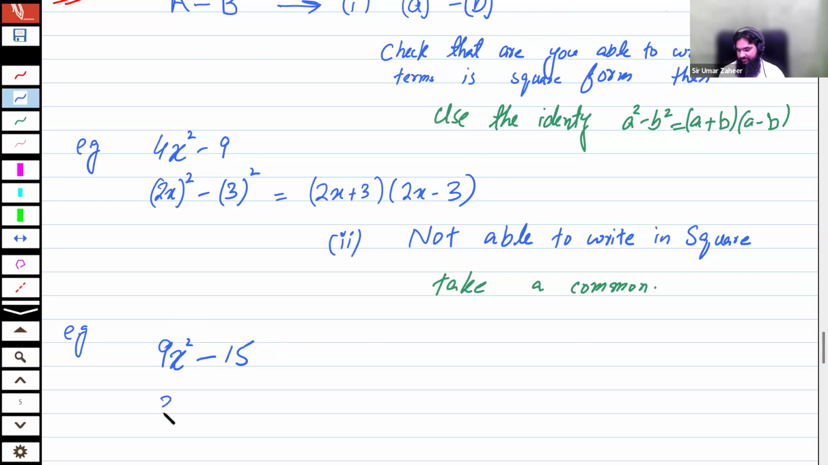So yes, we can write the first term into the square of 3, but we are not able to write this 15 into the square form because 15 is not a square number. So this means that we will not go for the first option, we will go for the second option. We will take a common. So in 9x square minus 15, in numbers we have 3 is common. You will get 3 times 3 is 9, 3 times 5 is 15.